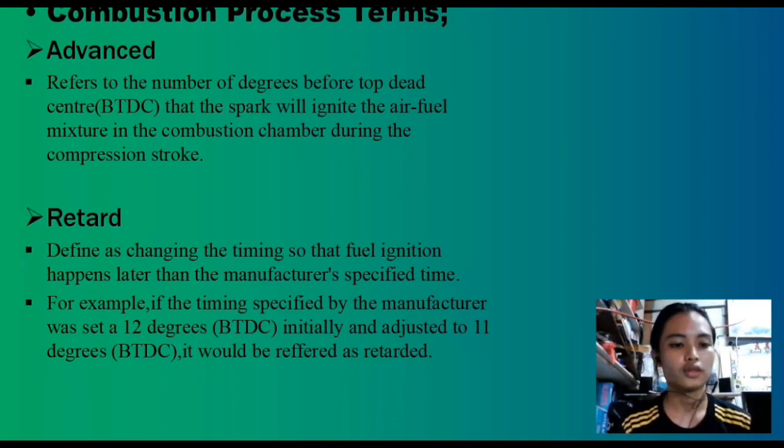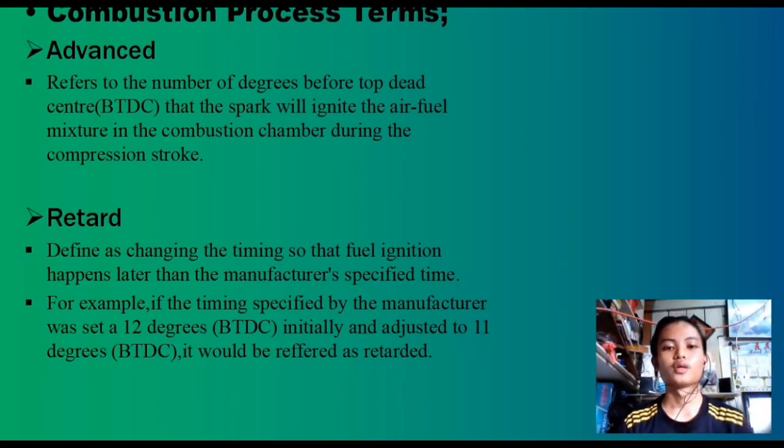Retard is defined as changing the timing so that the fuel ignition happens later than the manufacturer's specified time. For example, if the timing specified by the manufacturer was set at 12 degrees BTDC initially and adjusted to 11 degrees BTDC, it will be referred to as retard. I think I've covered all of the combustion process terms.